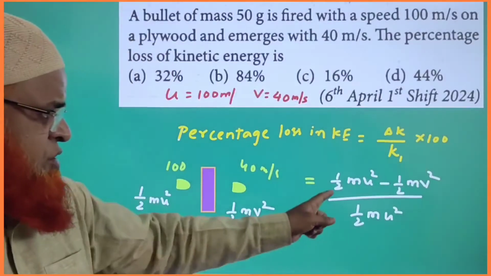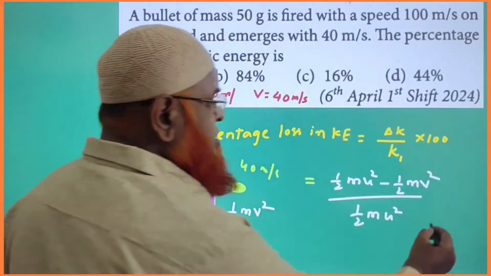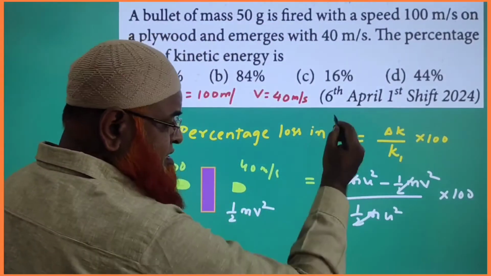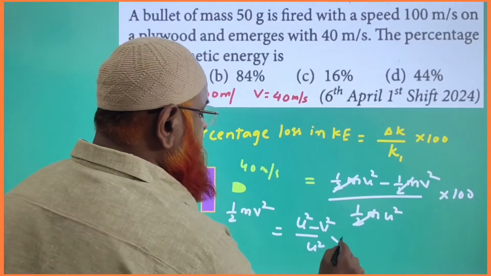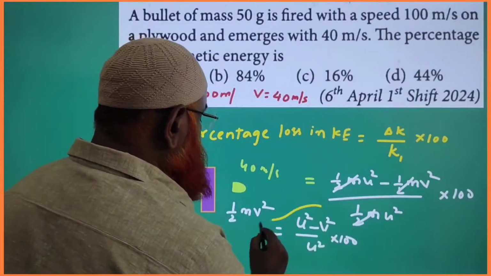Now, from this, you can cancel out half m in the numerator and denominator. Finally, what is going to be the formula here? Times 100. If you cancel out half m, you'll get u square minus v square by u square times 100. This is going to be your shortcut formula.